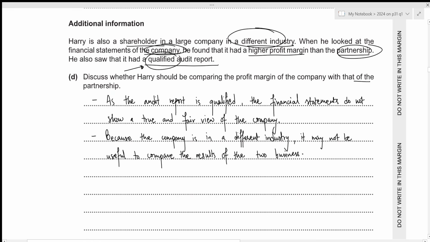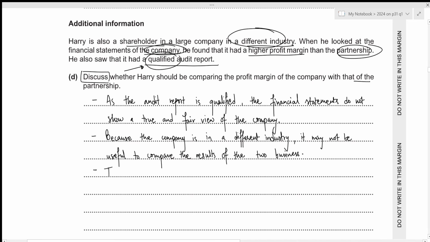And in this case, remember the key word is discuss. So we do not need to give a concrete decision. We can just write down another point. So another point is that if he is comparing the financial statements or reviewing the financial statements, then it may help him identify the weak areas in the partnership where improvements could be made in the future.